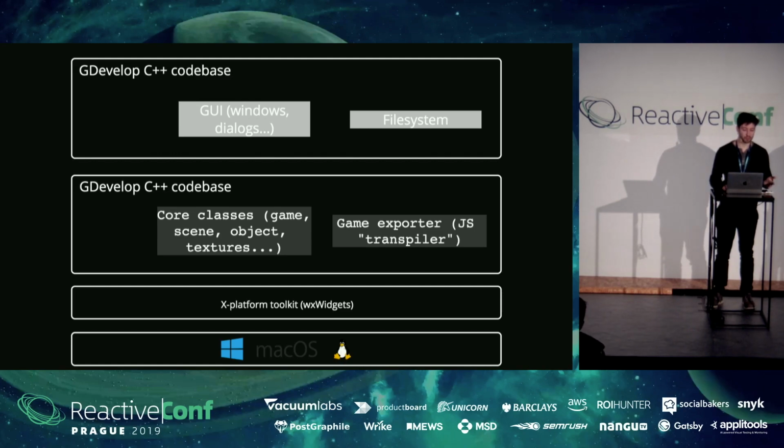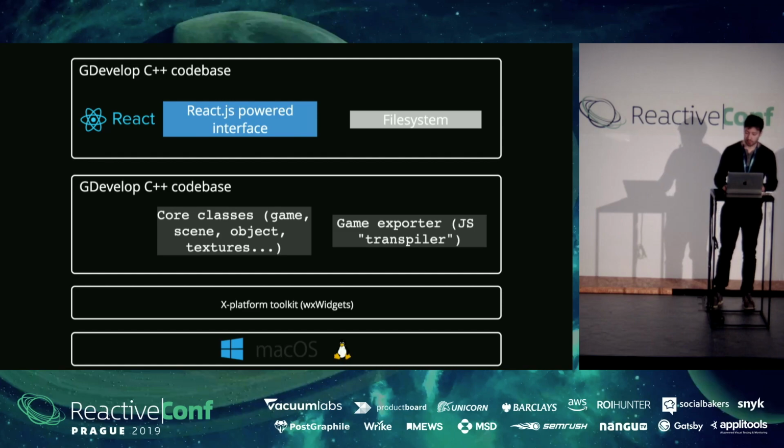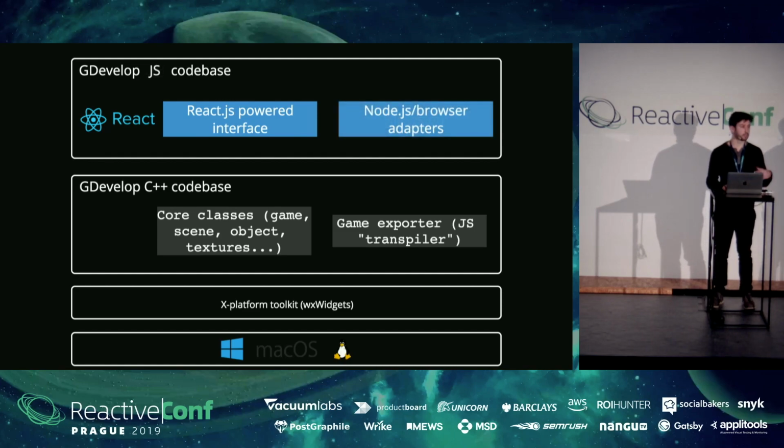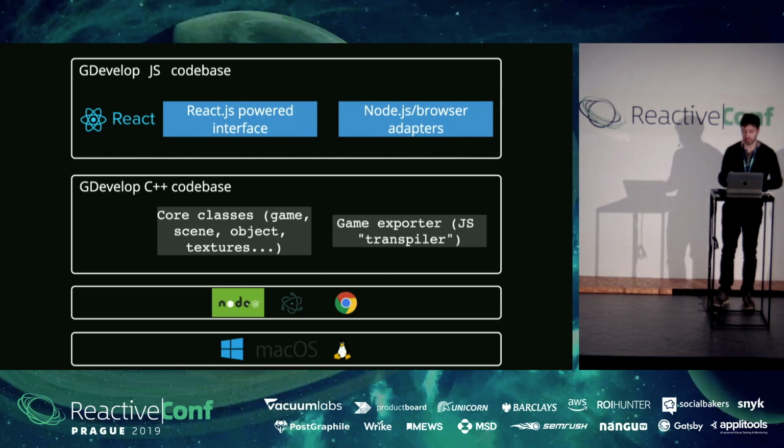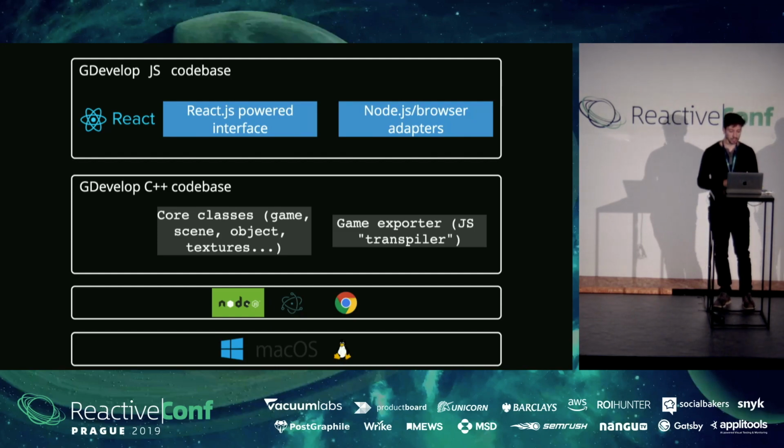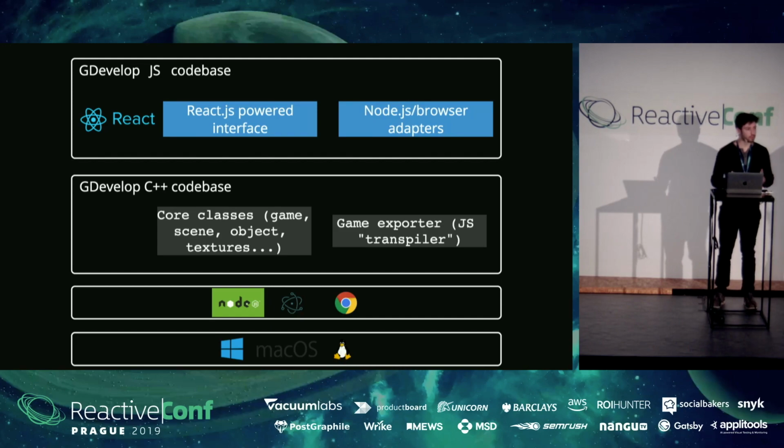So I was thinking, OK, I could redo the whole interface using React. And for the file system, I could change it to use Node.js and also browser adapters, and run the whole thing on Node.js or Chrome, or package it using Electron so that I have an application that people can download. And what to do with the C++ code base? Well, I could compile it to WebAssembly.